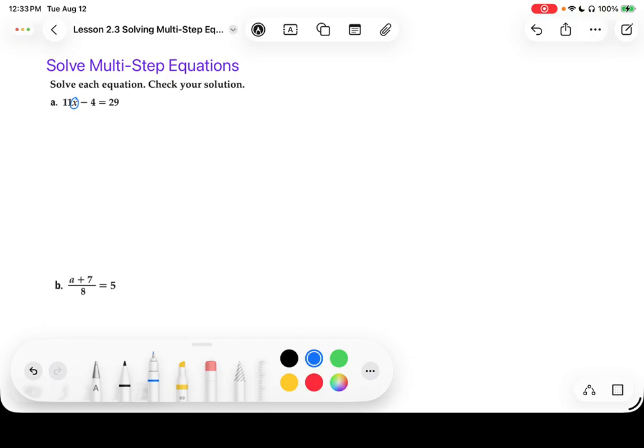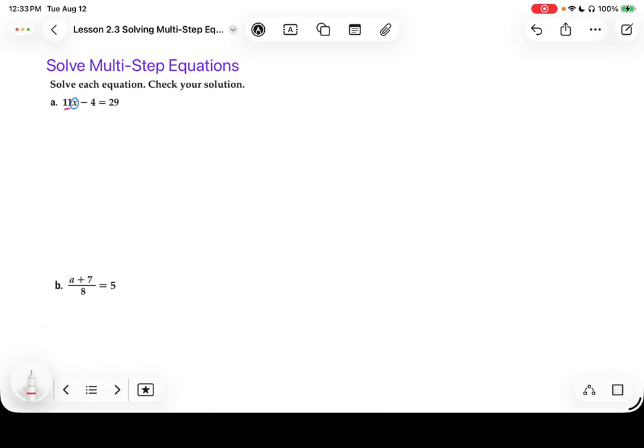In this equation, there are two things that need to go for the x to be by itself. One is this 11, and one is this minus 4. Now, technically, you can get rid of these in either order. We can get rid of the 11 first and then the minus 4, or we can get rid of the minus 4 and then the 11.